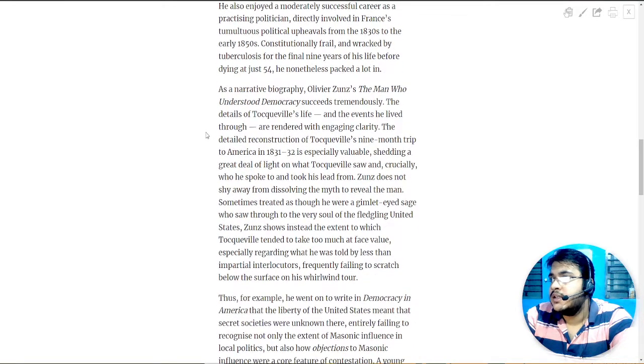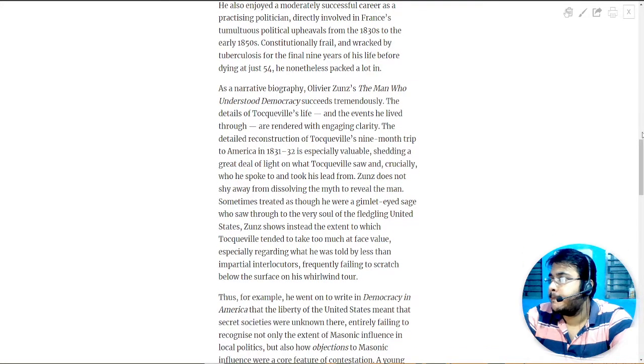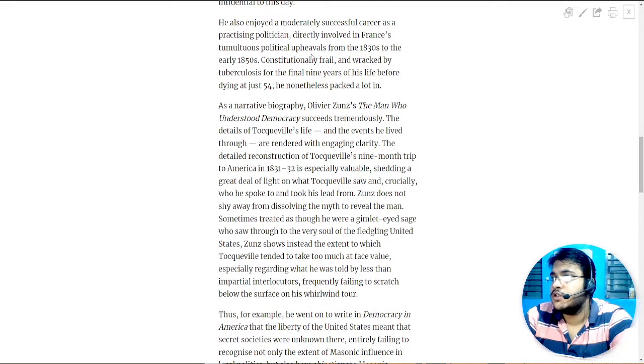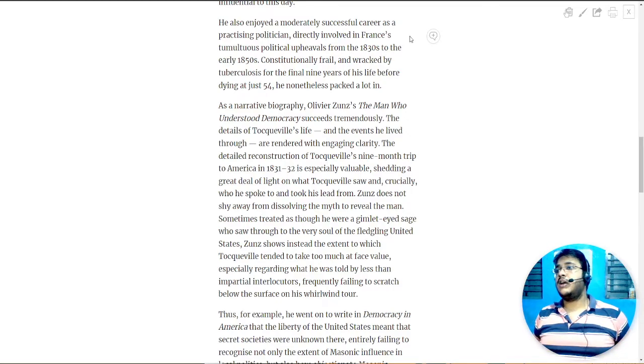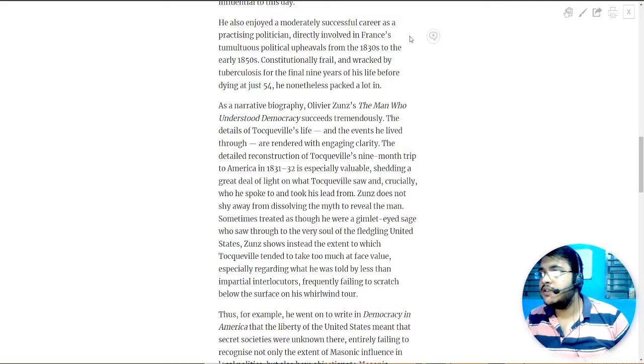Now we will read this one. He also enjoyed a moderately successful career as a practicing politician, directly involved in France's tumultuous political upheaval from the 1830s to the 1850s. Constitutionally frail and racked by tuberculosis for the initial nine years of his life, before dying at the age of 54, he nonetheless packed a lot in.